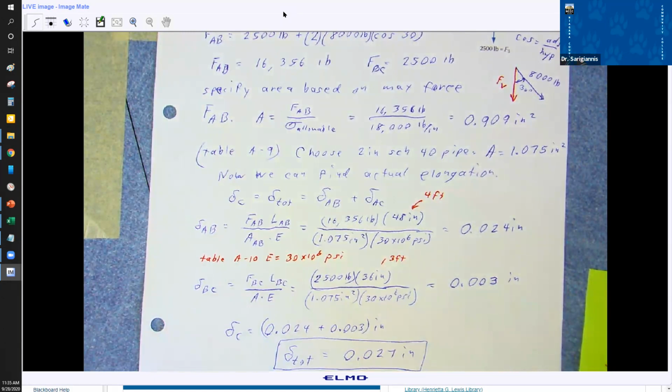So we broke it down into sections. We looked at each section independently, found the area we needed based on the force and allowable stress, and then we figured out the length of each section. So that's how you do this problem. Are there any questions about this specific problem?